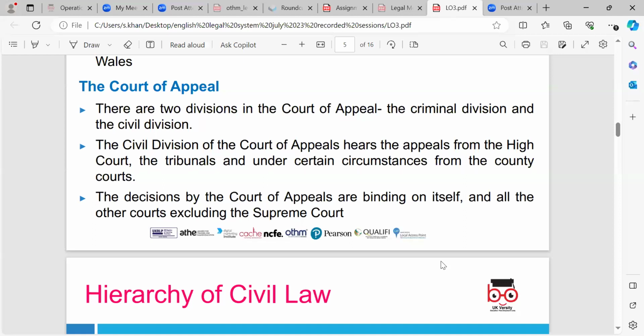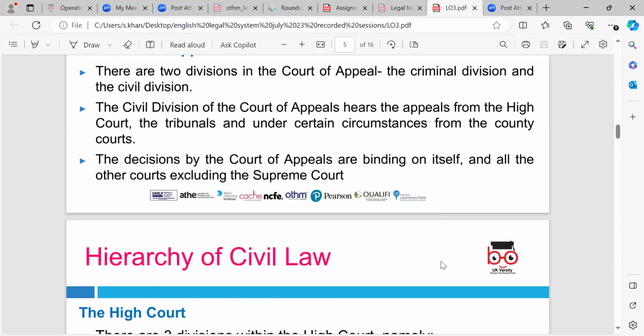It's based at the Royal Courts of Justice in London, and cases are heard at the Court of Appeal by a Lady or Lord Justice of Appeal, or in some cases, High Court judges. The Court of Appeal, like we mentioned, is the highest court within the senior courts of England and Wales tribunals, and it's divided into two divisions, civil and criminal.